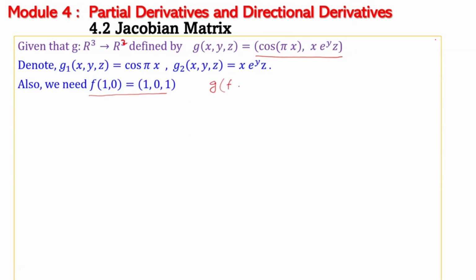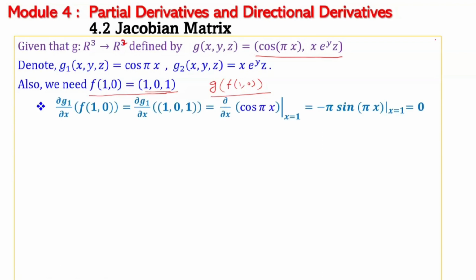G of f(1,0). So therefore, we need to know what is the value of f(1,0). From the previous functions, f(1,0) will be (1, 0, 1). So we have to calculate the Jacobian for G at the point (1, 0, 1).